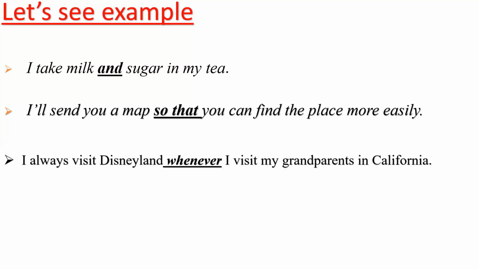I always visit Disneyland whenever I visit my grandparents in California. I always visit Disneyland is one sentence. I visit my grandparents in California is one sentence. So the word whenever is a conjunction because it links two sentences together.